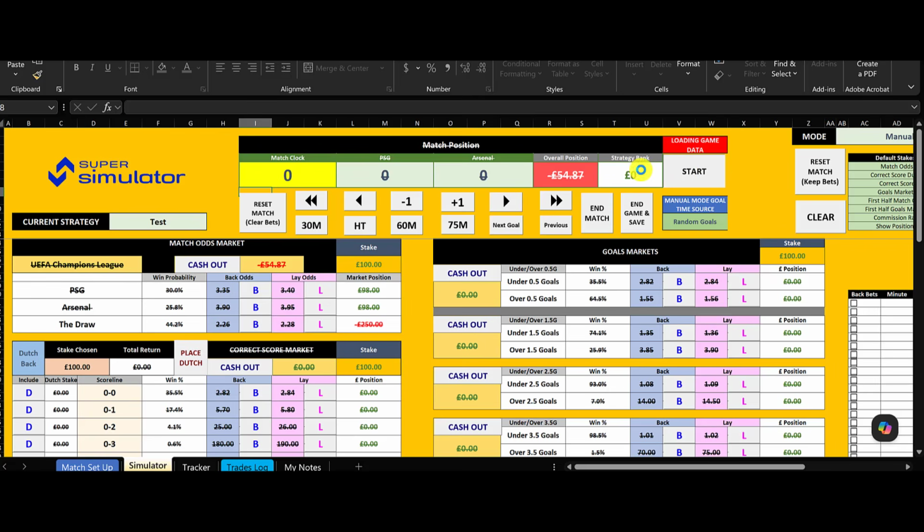So let's try and get this reset. So yeah, you could consider a delayed lay the draw or something like that, obviously seeing how the match develops with the XG, etc. So let's try one more on the lay the draw and see where this goes.